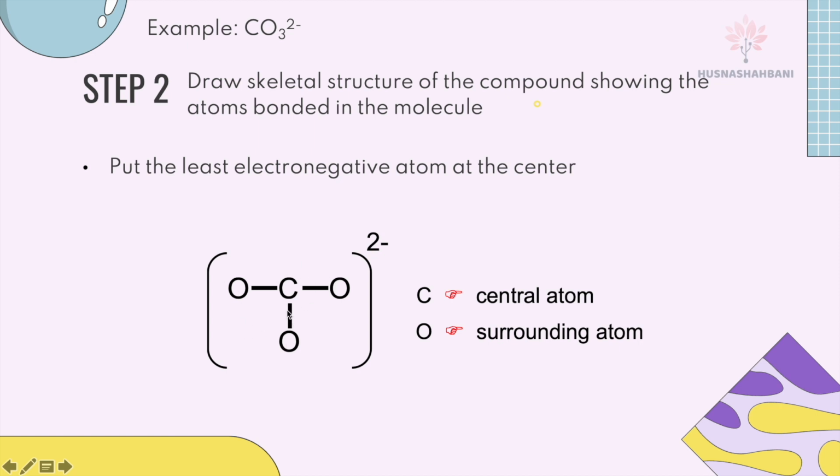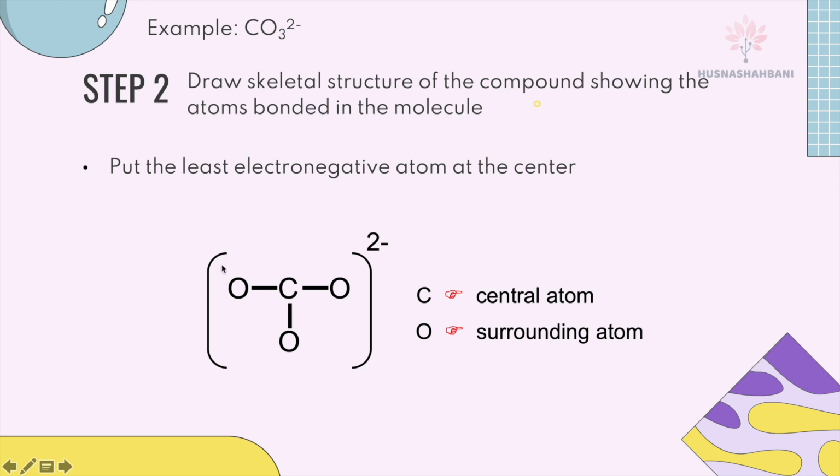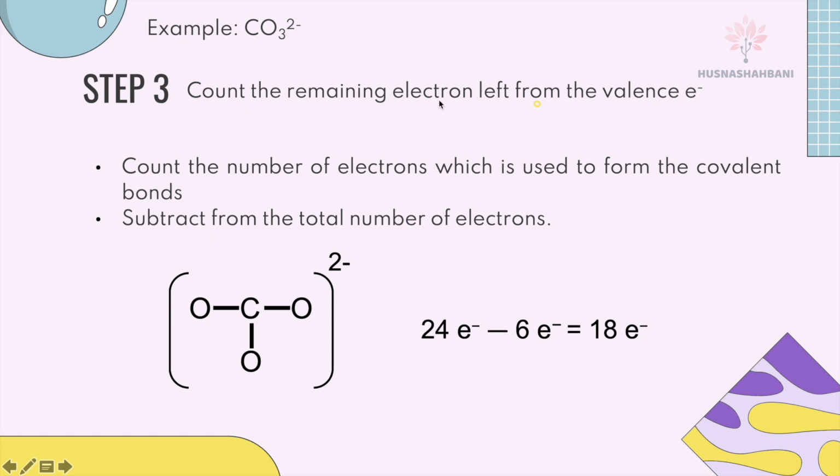Make sure that if the compound has a charge, you have to put it in brackets and put the charge on that Lewis structure. For the previous one, you don't have to put brackets because it is a neutral compound and doesn't have a charge. But for this one, you have to put it in brackets with its charge. Okay, second step, draw the skeletal structure. You use 6 electrons for bonding. The third step, count the remaining electrons.